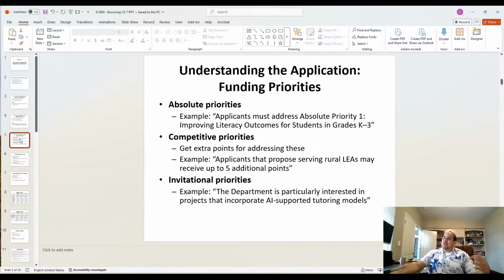Competitive means that you get extra points if you address these things. An example is applicants that propose serving rural LEAs may receive up to 5 additional points, okay? I write a lot of grants like these, particularly because we're in the Central Valley, and a lot of times we do get extra points.